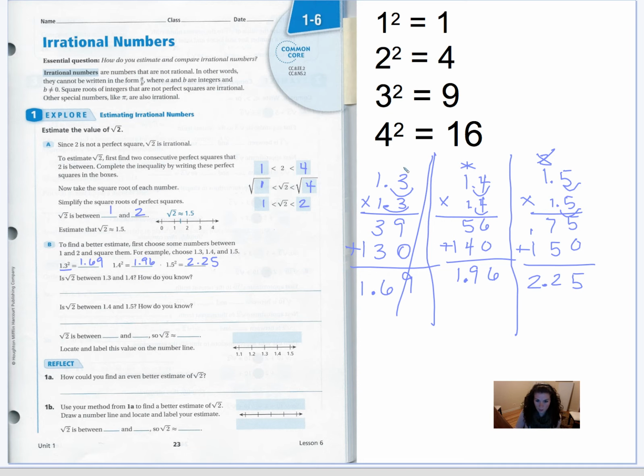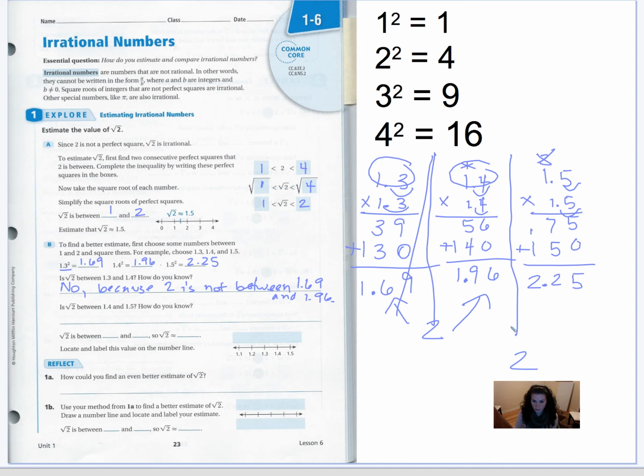Well, let's find out. Here was 1.3. Here was 1.4. Is 2 in between these two numbers? Obviously not. This is 1.69 and 1.96. So our answer is no, because 2 is not between 1.69 and 1.96.